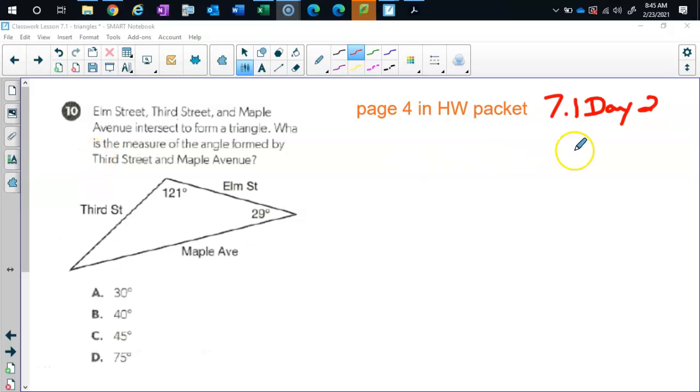All right, guys, this is 7.1 day 2. We are continuing with the homework packet. Right now, you should be on page 4. Okay, this is number 10.